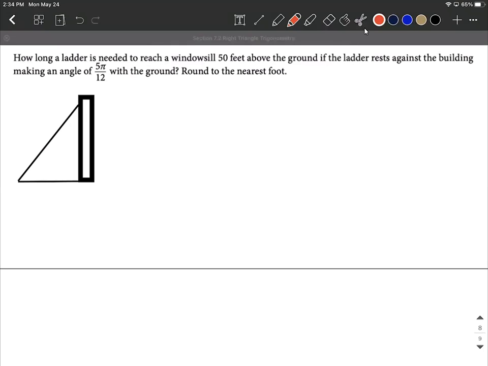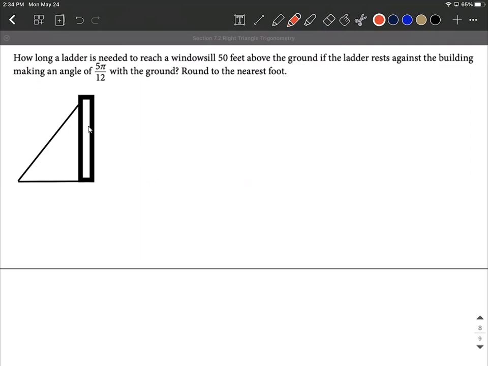Okay, on this problem, we're looking at a ladder problem. We want to know how long a ladder we're going to need to reach a windowsill that's 50 feet above the ground if the ladder rests against the building, making an angle of 5 pi over 12 with the ground. So I've drawn a nice little picture here, a nice right triangle.